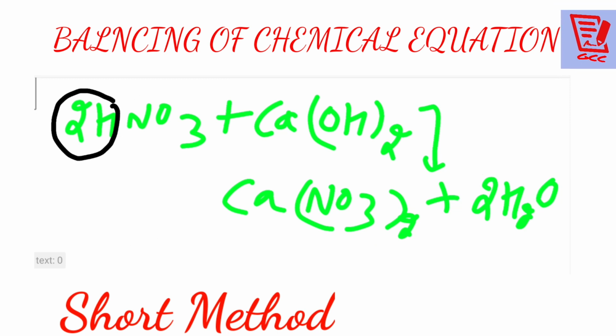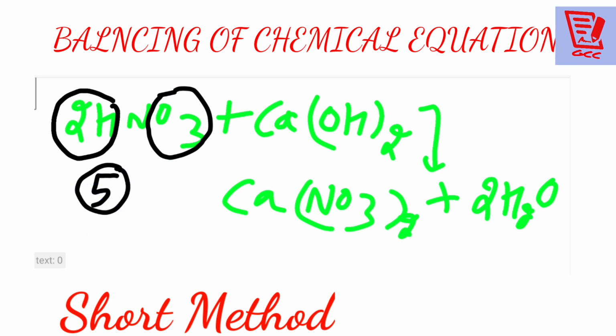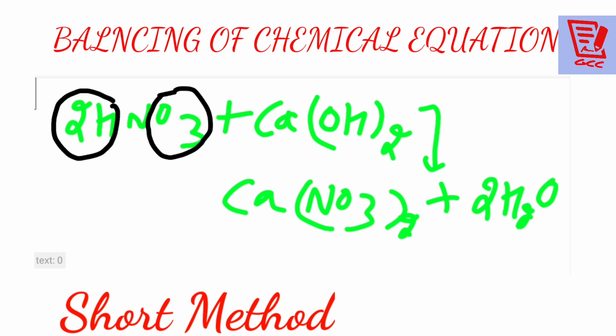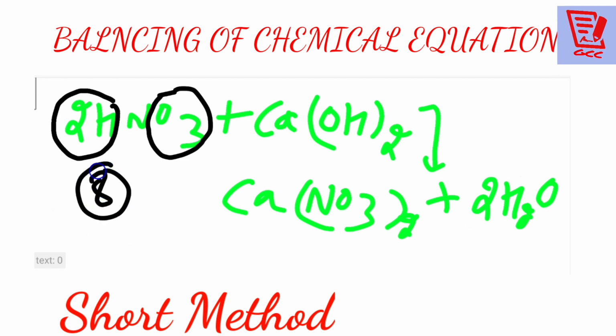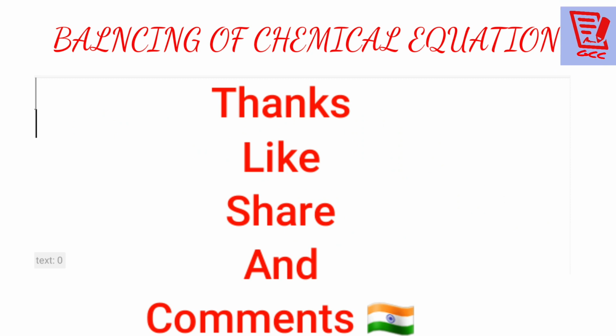Now you see the oxygen. How many oxygen is there? 3, and here it is 2. 2 into 3, 6. Now this is 2. Total how many? Total oxygen are 8 on the reactant side. Now you see there also. This is 2, this is 3. 3 into 2, 6, and this is 2. 8 oxygen on the product side. Balanced. Oxygen is balanced, nitrogen is balanced, all the elements are balanced.